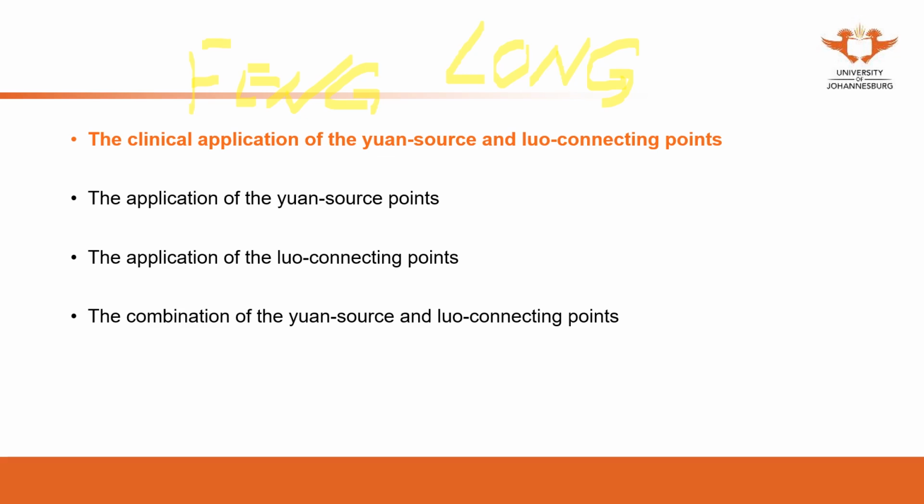The combination of Yuan source points and the Luo connecting points. The reason why we need to discuss this is because it is very similar to the previous discussion on prescriptions. In a group of acupoints in one prescription, we have some dominant, some assisting points. When we choose Yuan source points and Luo connecting points, which points are dominant, which are assisting? So there are some principles you can follow.